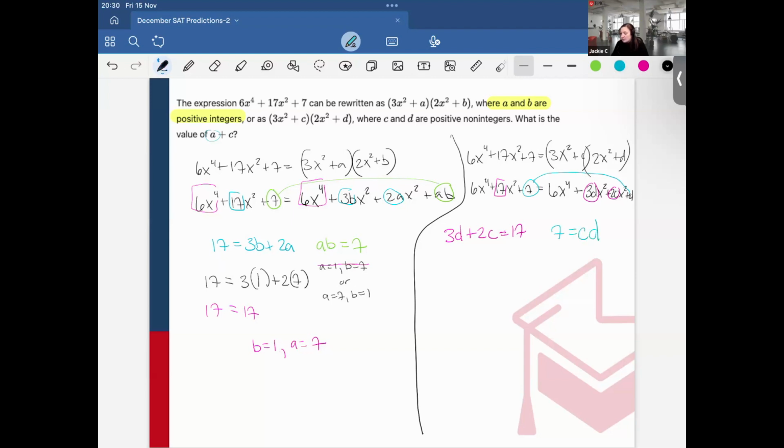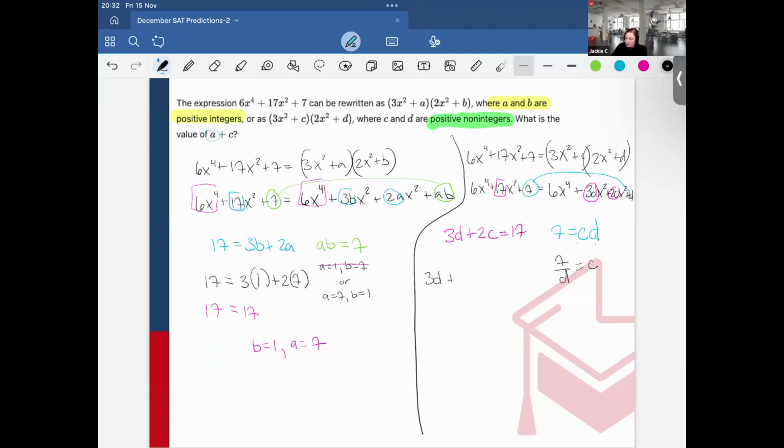Okay, so this one's a bit more complicated because it tells me that c and d are positive non-integers, meaning it can be maybe a fraction or a decimal. And I have the conditions that multiplied together, c times d has to equate to 7, and 3d plus 2c equals 17. So we do have two equations. So I can maybe rearrange. Let's do 7 over d is equal to c. Then I can put that in for c.